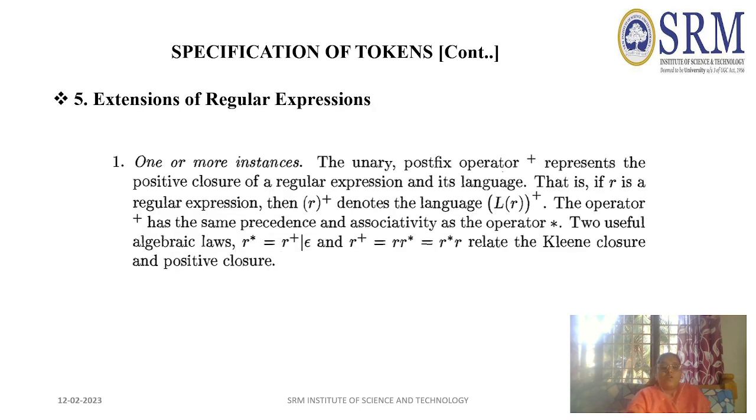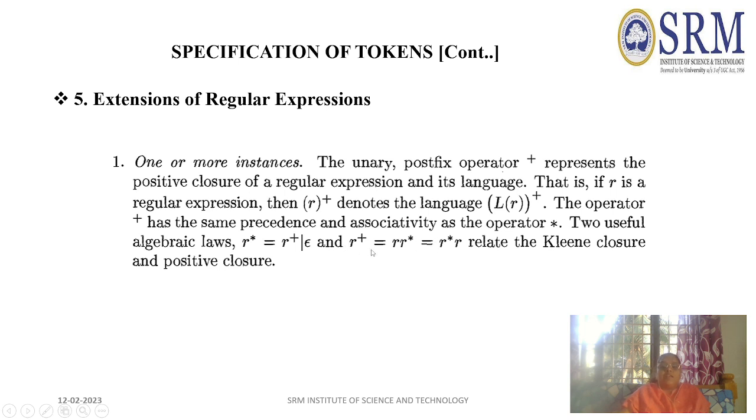So the last topic of this formal notations under specification of tokens is extensions of regular expression. So one is one or more instances. One or more instances means you regularly put it as what? R to the power plus. R to the power plus, which means that it must start with R followed by 0 or more times of R. That can be rewritten like this: R to the power R to the power star, or R to the power star R. So in both the cases at least one R you'll get, right?